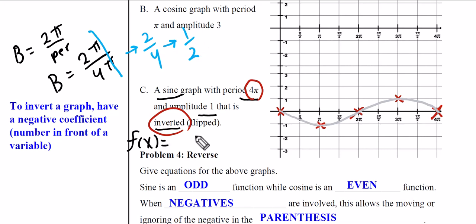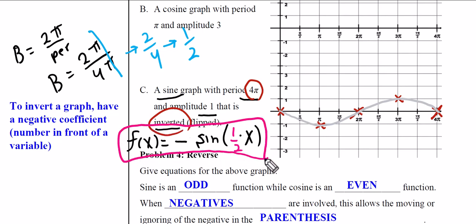We write the function notation. This is flipped, so it's going to be a negative. This is sine, so it's sine. It has an x, and it's going to be multiplied by our b value, which was 1/2. So this is the equation for the function that models this graph right here.